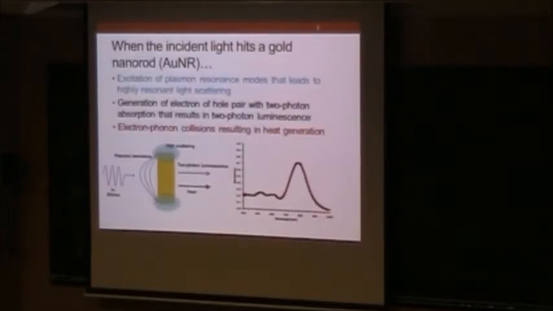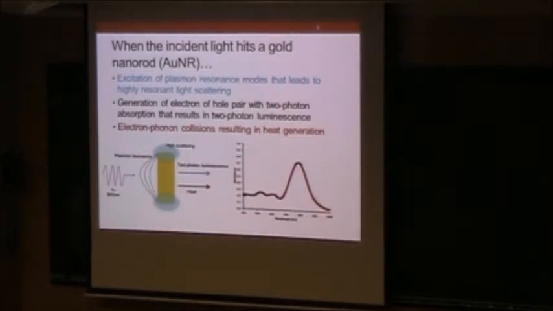When incident light hits a gold nanorod, in our case 800 or 808 nanometer light, three things happen. One is that the excitation of plasmon resonance modes leads to highly resonant scattering. In this case the excitation is in the vertical direction, but it could also happen this way, and that's why there's another small peak at 500 nanometers. So there's high scattering due to this.